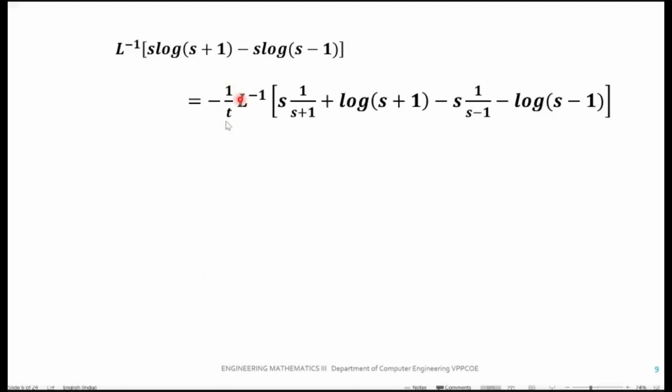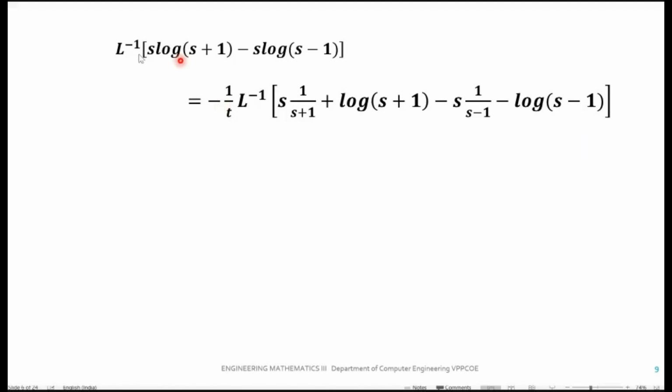Minus 1 upon t will be common. L inverse of this whole function we have to differentiate. So for the first function, u into v: s into derivative of log of s plus 1, which is 1 upon s plus 1, plus log s plus 1 into derivative of s, that is 1. So I will get only log s plus 1. Similarly, the second function, the minus sign is outside. So s into log of s minus 1. So s into derivative of log of s minus 1 is 1 upon s minus 1. Actually, you have plus, but since you have a minus sign outside, I am writing it as minus log of s minus 1. Derivative of s is again equal to 1.